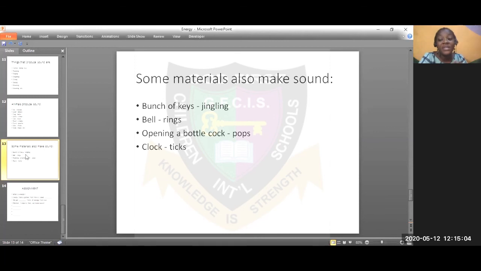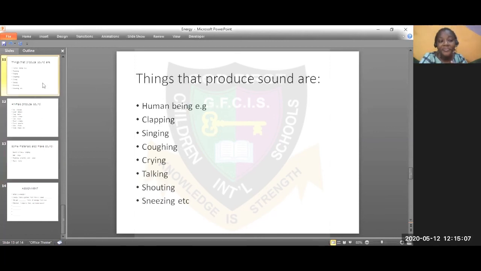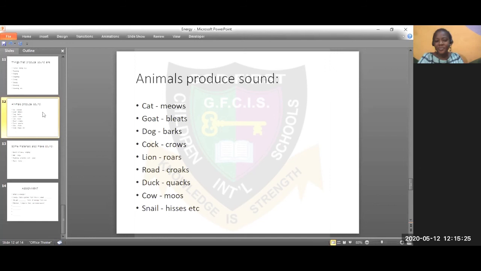Yes, human beings make sound. Give me an example. When you clap your hands, that means you are making sound. When you are shouting, oh, you are making sound. Also, animals make sound. Which animal would you like to do the sound for me? Okay, let's do that of a cat. How does a cat sound? Meow. Meow. Then let's do that of a cow. A cow moos.